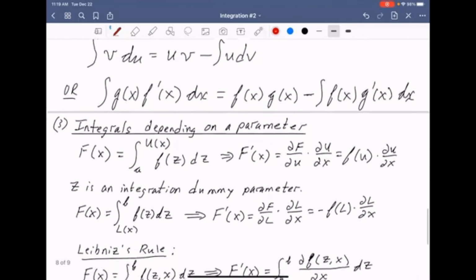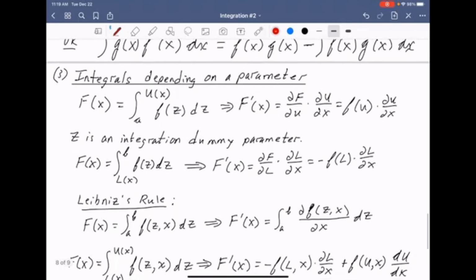Integrals depending on a parameter. Big F of x is the integral from a to u of x of f of z dz, where z is an integration dummy parameter. And that implies that the first derivative of the big function F of x is equal to the partial of big F with respect to u times the partial of u with respect to x, and that's equal to f of u, the original function that we wanted to integrate, times du/dx.